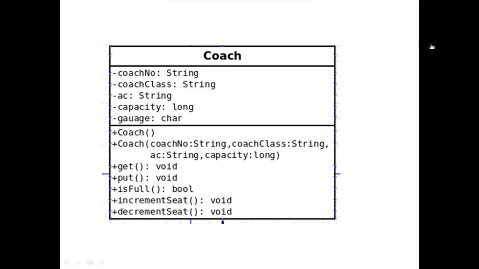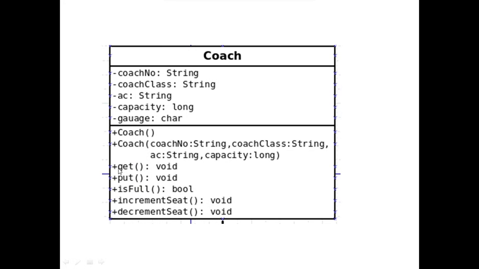So now we have two classes in our design. One is the coach class, which has details like coach number, coach class, whether AC or not, capacity, and then gauge. Gauge is going to be either M or B: M to denote meter gauge and B to denote broad gauge. And then we have constructors. This is the default constructor. This is the parameterized constructor.